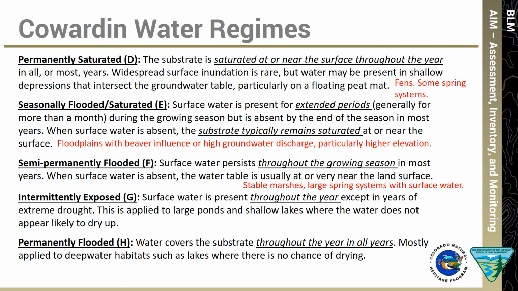And H, permanently flooded. For these water bodies, water covers the substrate throughout the year in all years. This is mostly applied to deep water habitats, such as very large lakes, where there is no chance of drying. Both of these water regimes are for large ponds, lakes, and rivers that are not in the riparian and wetland AIM target population.